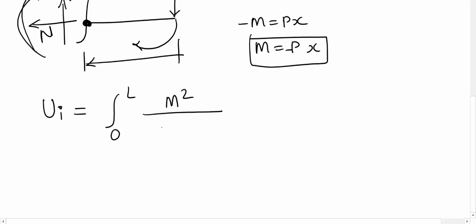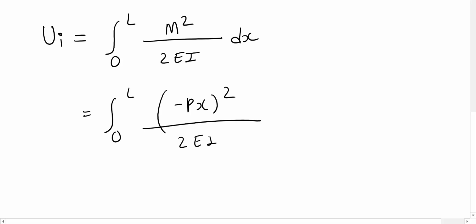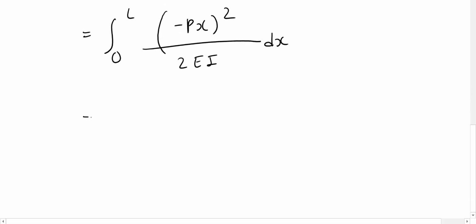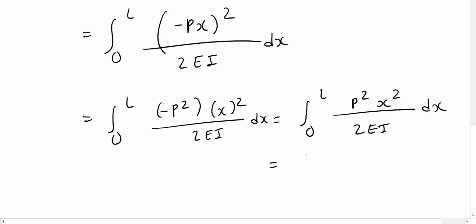Now to calculate the internal energy Ui, we have an equation for the moment for the beam: M squared over 2EI dx. In this case we can substitute the value of minus Px, squared, over 2EI and dx, right? So from 0 to L we have P squared x squared over 2EI dx. Minus P squared becomes P squared, and we take the common constant out, and we have the integral from 0 to L of x squared dx.